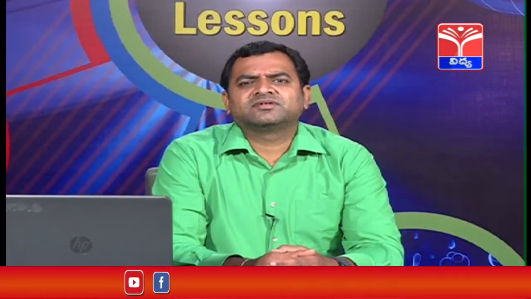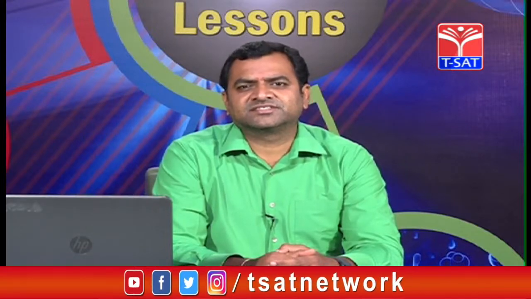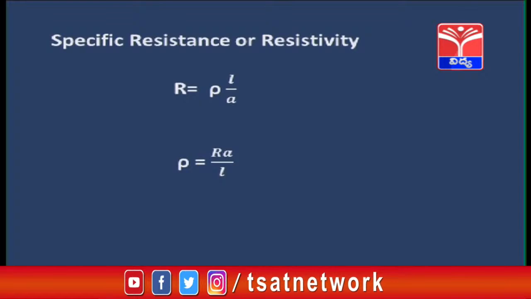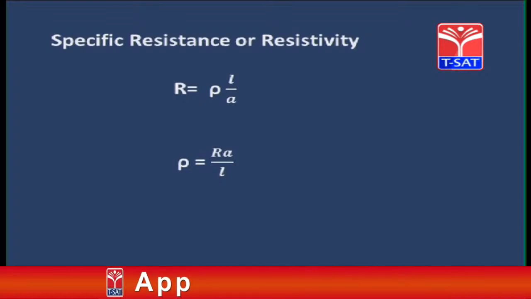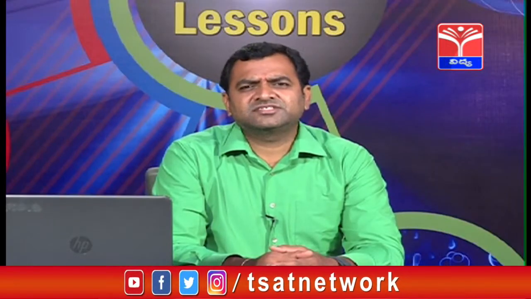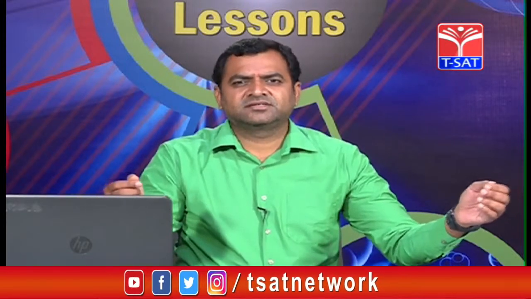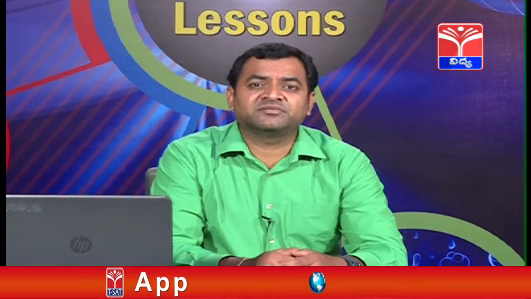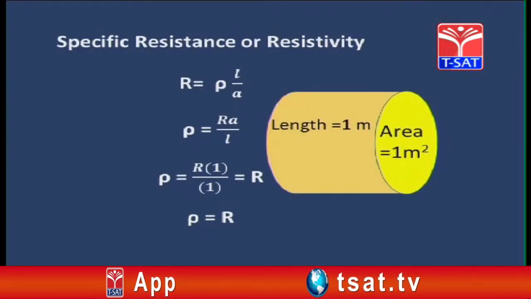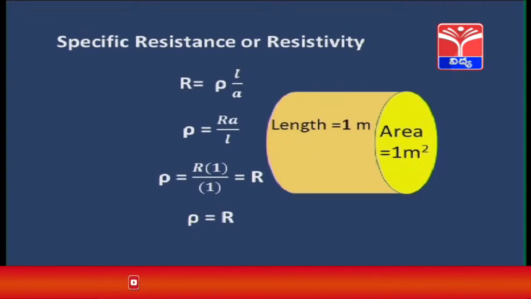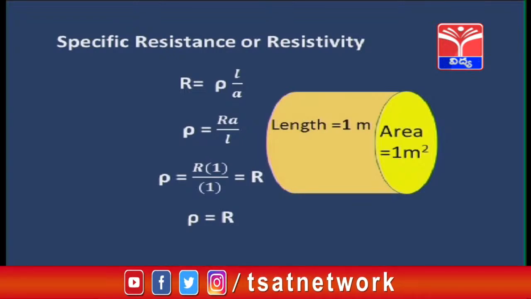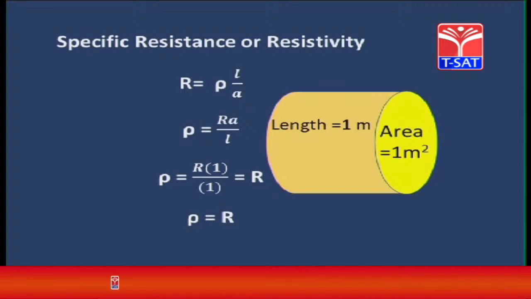Children, now let us see what is specific resistance. So, R is equal to rho L by A. Rearranging, we get rho is equal to R A by L, where R is the resistance of the wire, A is the area of cross section, L is the length of the wire. Consider a wire whose length is 1 meter and the area of cross section is 1 meter square. Substituting the values, A is equal to 1 and L is equal to 1 in the formula, we get resistivity is equal to resistance of the wire.